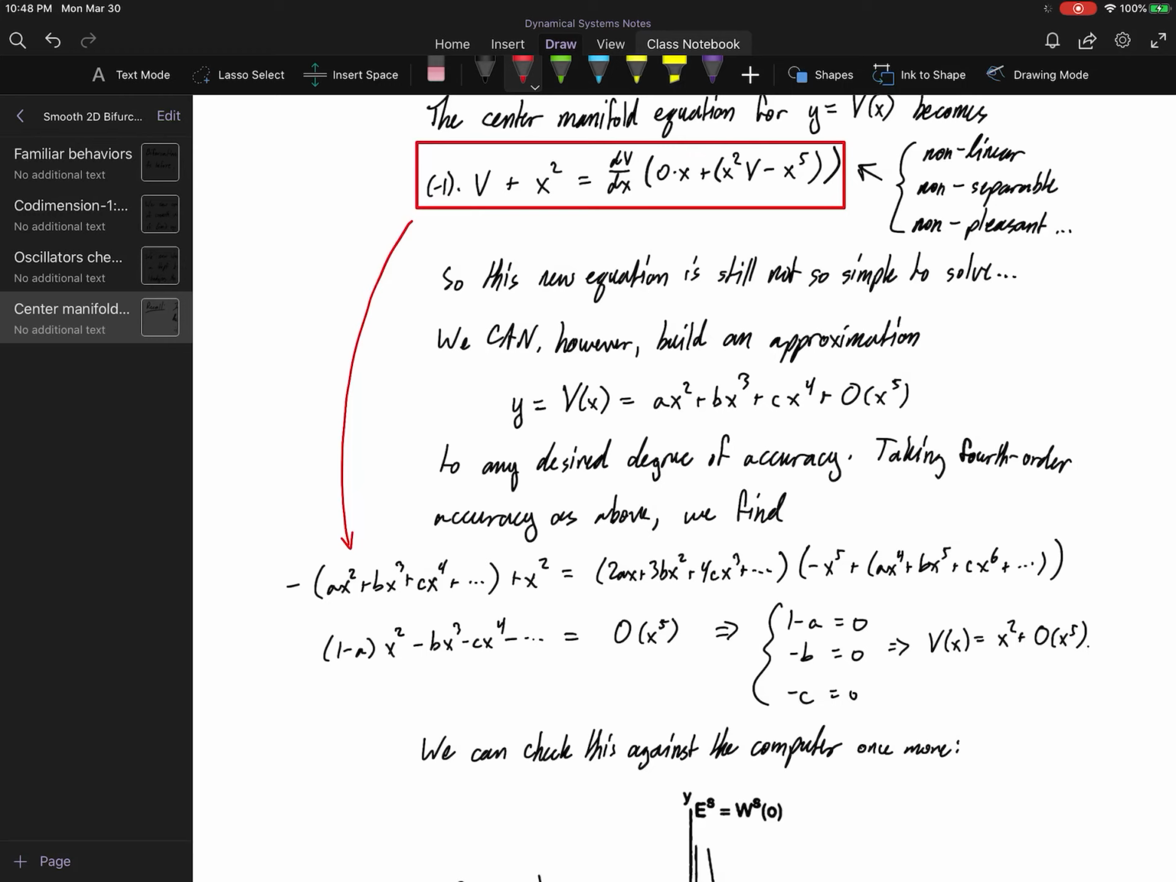So if I keep this equation on the screen, this red box, you can check, translates into the following equation. And the left-hand side, you can actually follow pretty quickly.